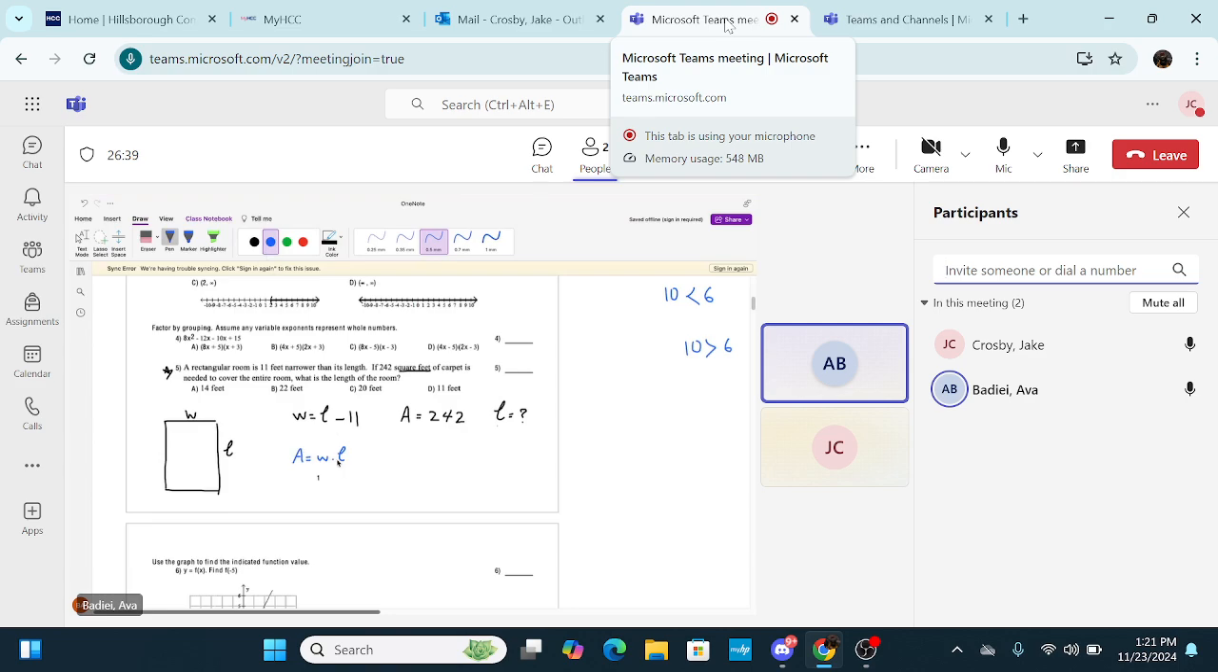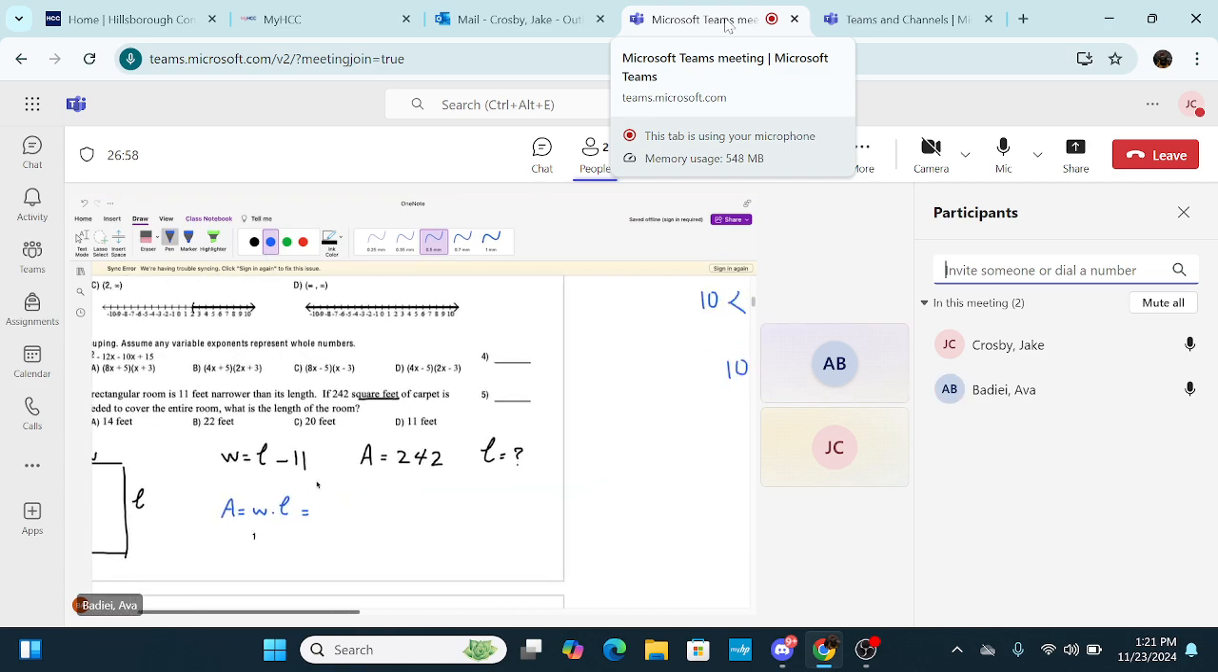So area, width times length, that's how we are supposed to find it. Now, we say we are looking for length. We have two variables that we don't know. If we knew one of them, it would be easy. So the only thing we can do at this point is to use substitution.